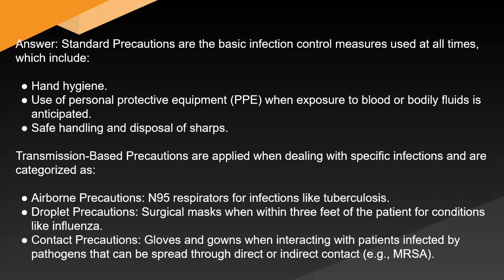Transmission-based precautions are applied when dealing with specific infections and are categorized as airborne precautions and respirators for infections like tuberculosis, droplet precautions, surgical masks when within 3 feet of the patient for conditions like influenza, contact precautions, gloves and gowns when interacting with patients infected by pathogens that can be spread through direct or indirect contact, e.g.